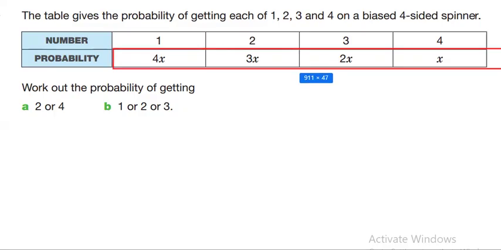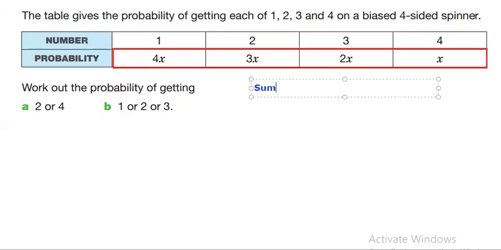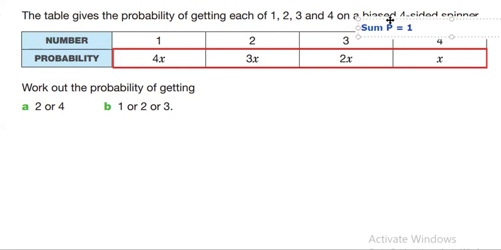all probabilities is equal to 1. It's always equal to 1. This is very important. Sum of all probabilities equals 1. You have to understand this and know how to use it in any question. So the sum of probabilities is always 1. This means when you add all of these together, you'll end up with 1.